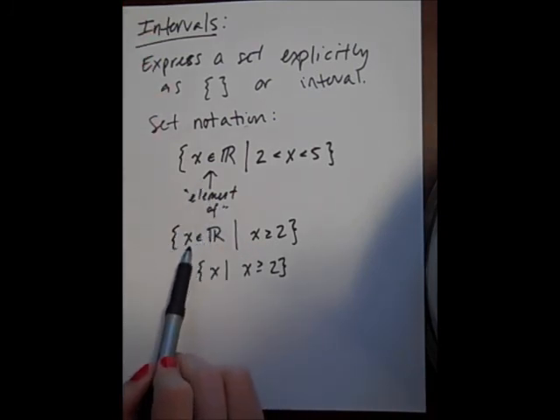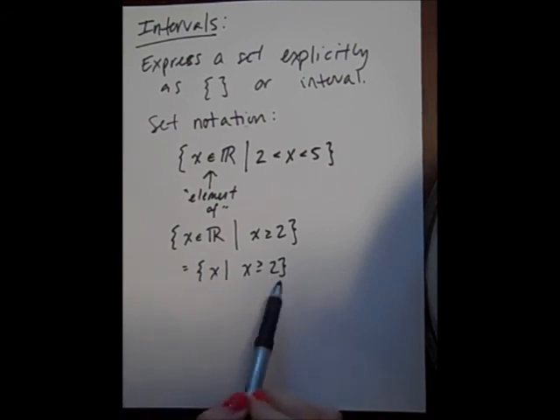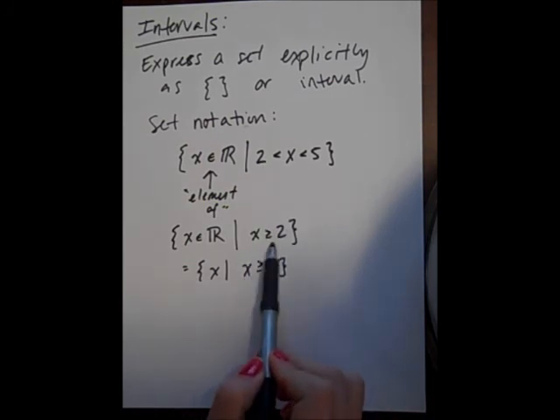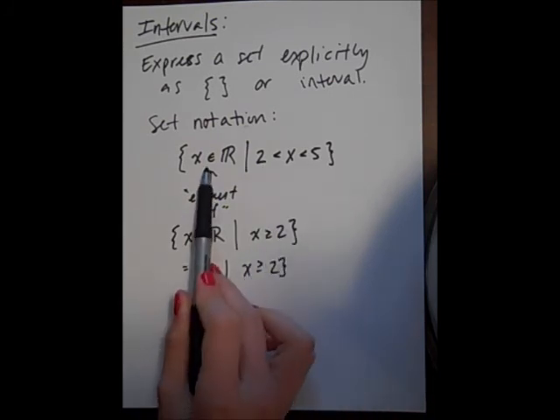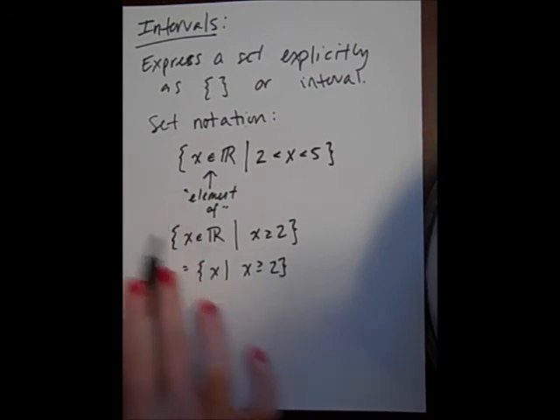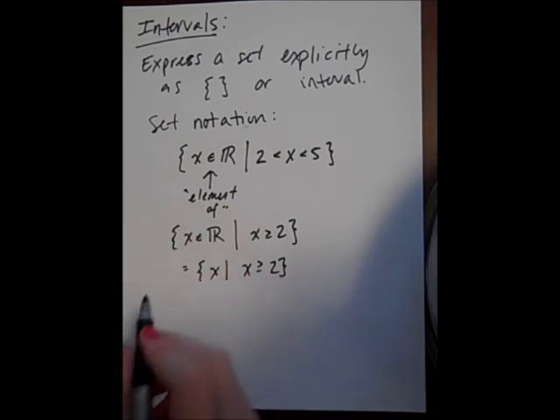This is what set notation is. It's saying I want the set of all x's such that something is true. This part here is the something that's true. Up here I want x between 2 and 5. Here I want x greater than 2. And this little sign here means element of. So that's how you write a set. Now as far as intervals go, we want to express these sets as intervals.